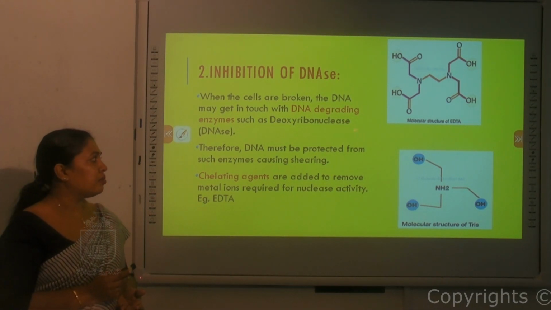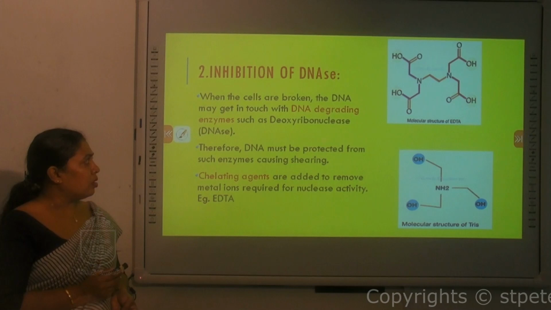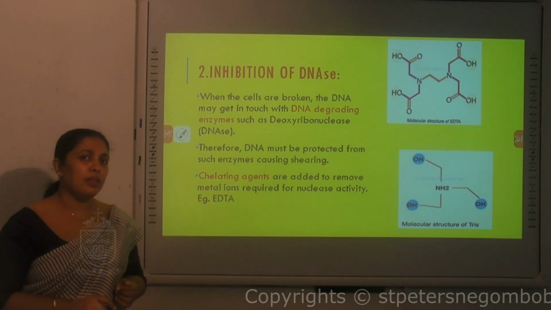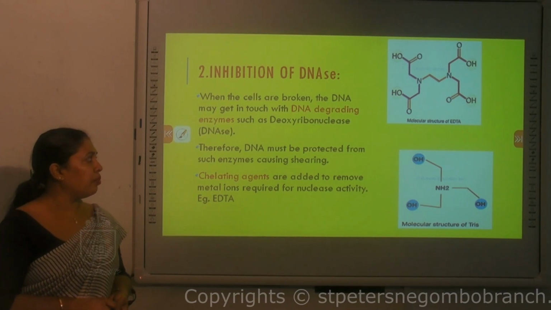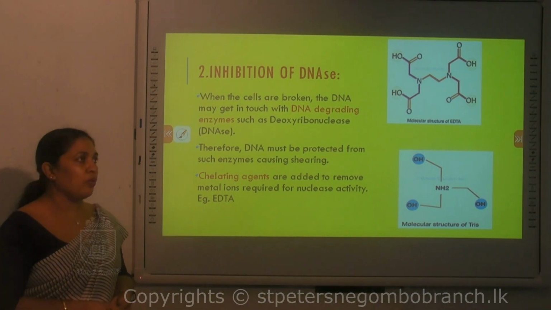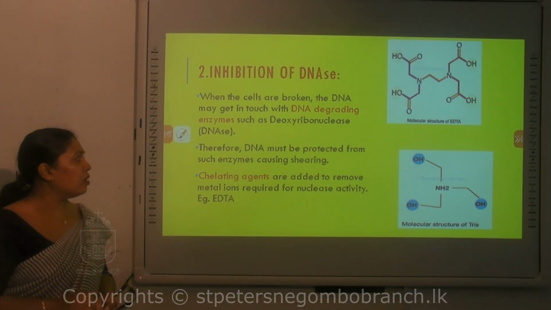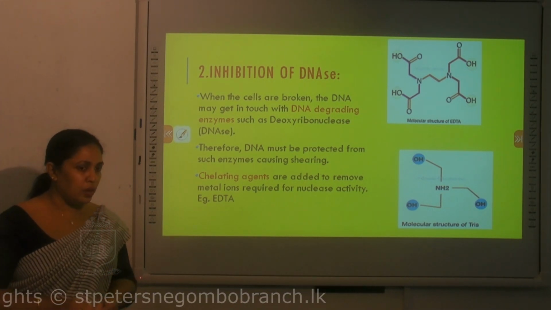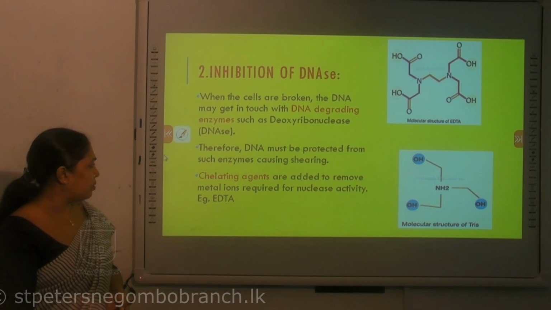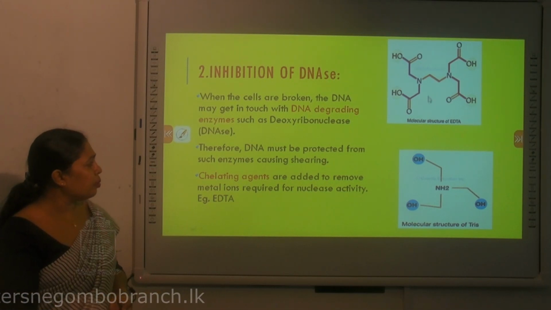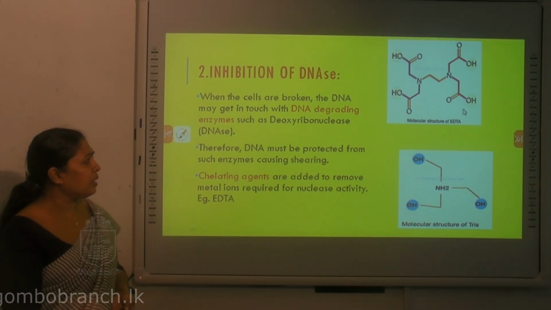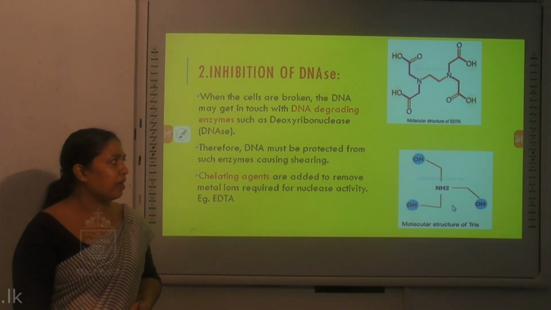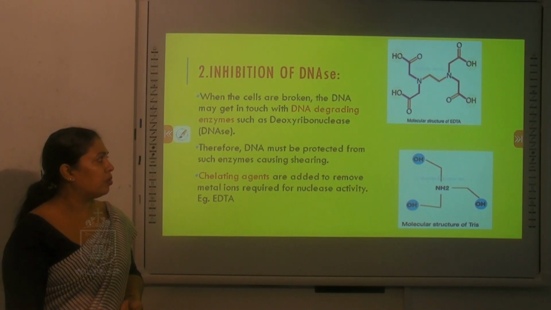Deoxyribonuclease is the chemical name of that enzyme. Now the cell is broken, and the DNA is in touch with this enzyme. So we have to avoid that, and we have to inhibit that enzyme. For inhibition, some chemicals are used. Those are known as chelating agents. These are some common chelating agents. EDTA is the chemical structure, and this is tris-EDTA, and there are some more.